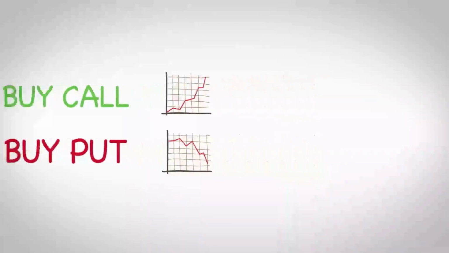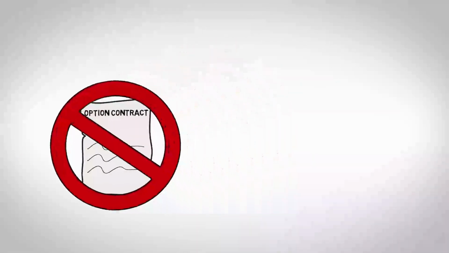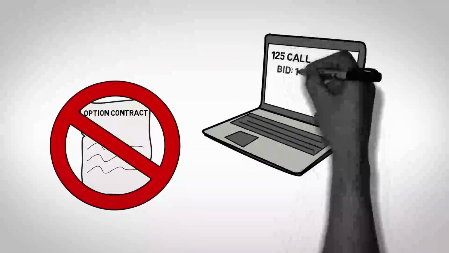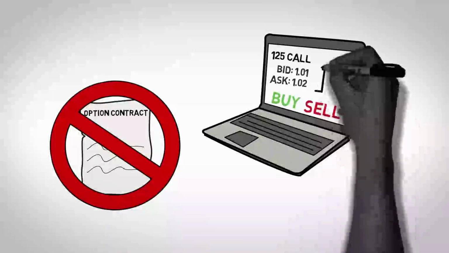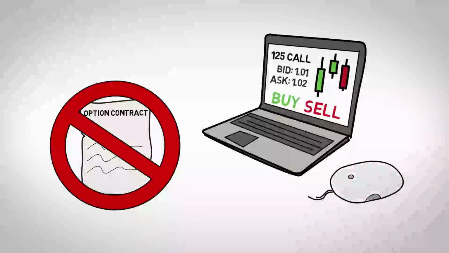If you haven't already guessed, option contracts aren't actually physical pieces of paper. It's all done electronically. And you can buy or sell an option contract with your brokerage account within a few milliseconds at the click of your mouse, just like we can buy and sell stocks.